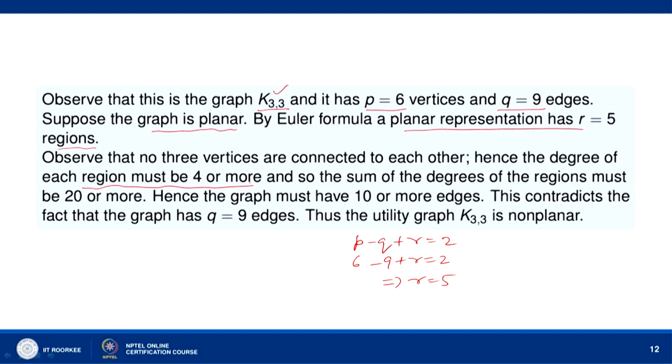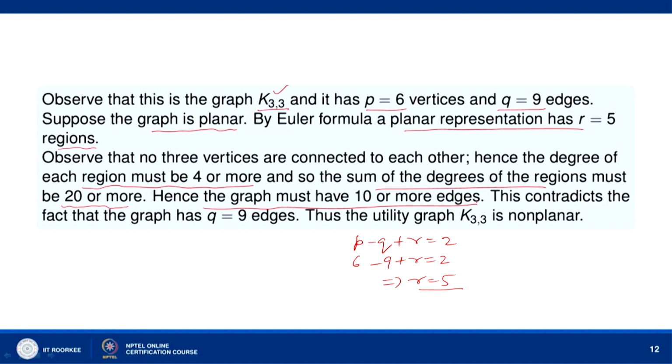and hence the degree of each region must be 4 or more. If 3 vertices are connected to each other, the degree of the region will be 3, but if no 3 vertices are connected to each other, then the degree of the region must be 4 or more. And so the sum of the degrees of the regions must be 20 or more, because there are 5 regions. We have seen that r is equal to 5, and each region has degree 4 or more. So, the sum of the degrees of the regions must be 20 or more, and therefore, the graph must have 10 or more edges.